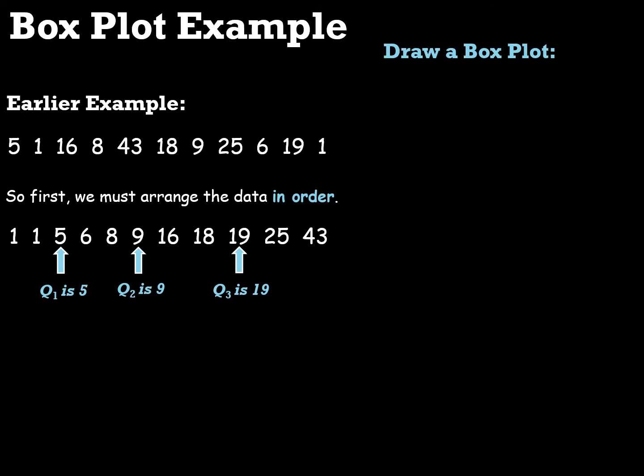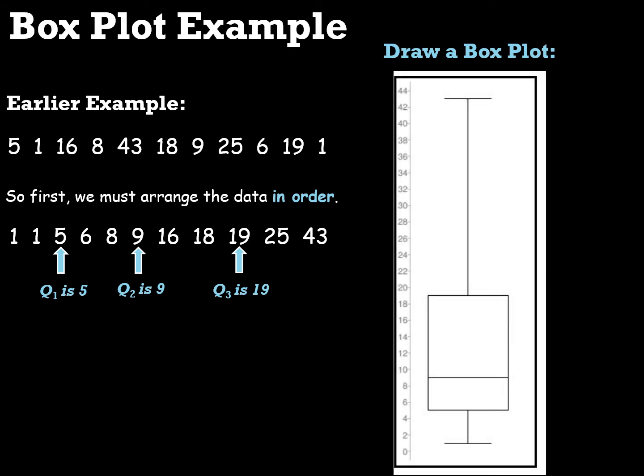So here's an example. Let's draw the box plot and then also see if we can figure out what the IQR is. This was an earlier example where we already put it in order and found Q1, Q2, and Q3. So what we would do is say, okay, the lowest value is 1, the highest value is 43. So we'd want to make our numbers go from 0 up to somewhere at least as big as 43, or a little bit bigger, so that we can get all of our data values represented there.